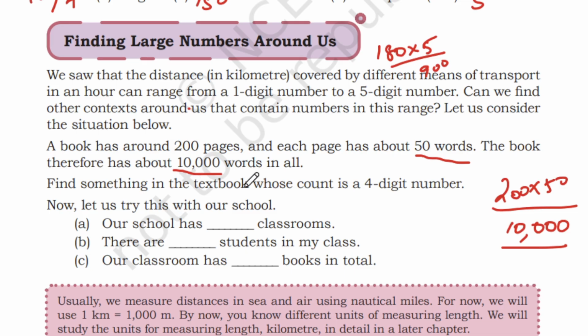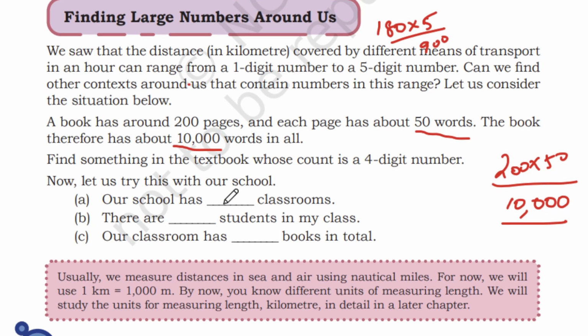Find something in the textbooks whose count is a 4-digit number. So in textbooks, same thing, you have to find a 4-digit number. Okay, let us try now with our school. Our school has dash classrooms. So in our school, how many classrooms will there be? How many standards are there in a school? For example, some schools have only a primary section, some only a secondary section. So consider that your school goes till secondary section, which is 12 standard.